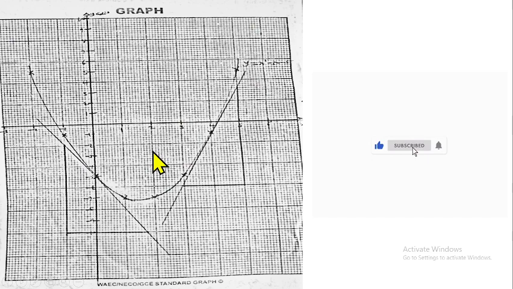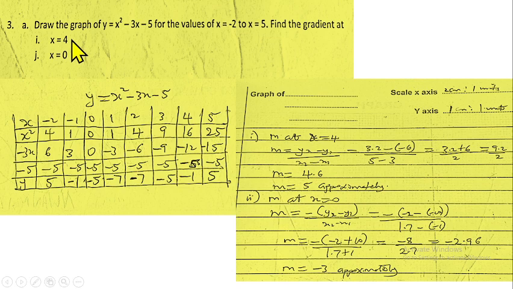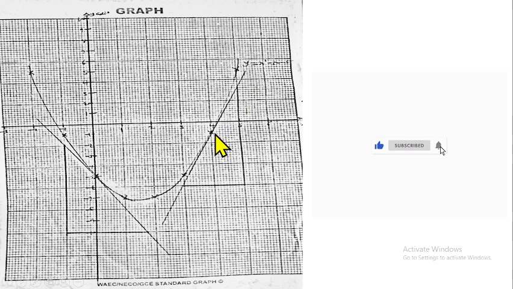You have to find the gradient at s equal to 4. So what do you do? You draw a line of tangent to this curve at s equal to 4. So this is s equal to 4 here. Draw a line of tangent to this curve. A line of tangent is a line that is touching the curve at a point given to you, which is s equal to 4. Then form a triangle with that curve. Then calculate your change in y over change in x.